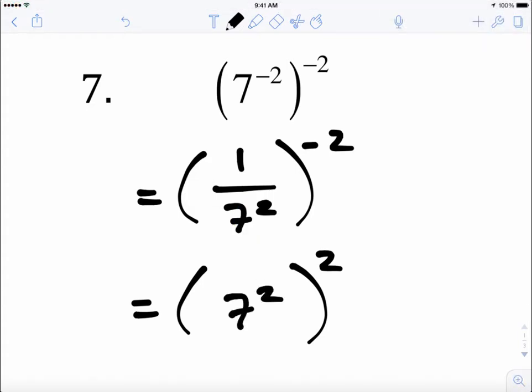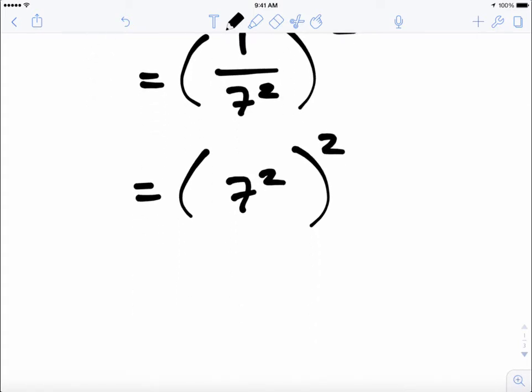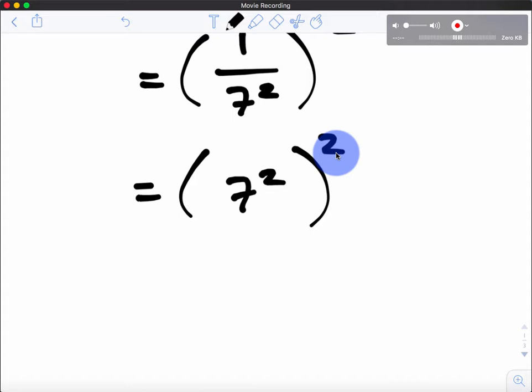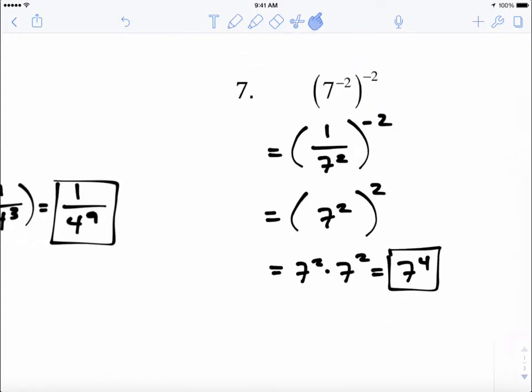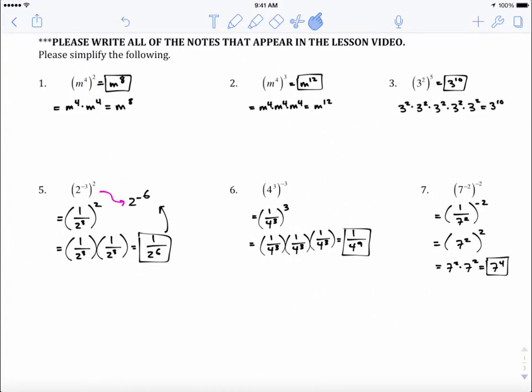All right, and now this is kind of like one of our original nice and easy problems that we did to begin this lesson. I think if I take something and I raise it to the 2nd power, it means 7 squared times 7 squared for a grand total of 7 to the 4th power. All right, so now we know how to deal with these kind of examples, whether we have positive exponents, negative exponents, or some combination thereof. So let's take a look at a few more, slightly more complicated examples.